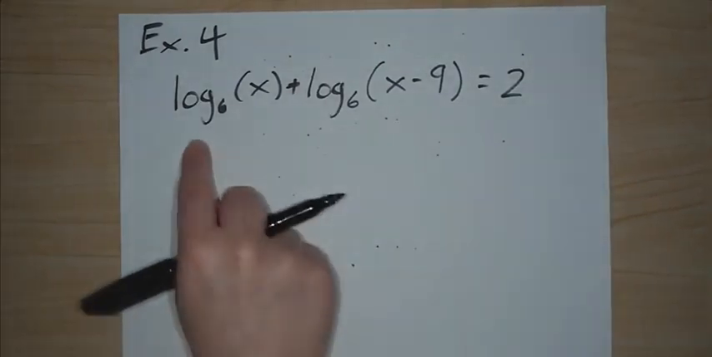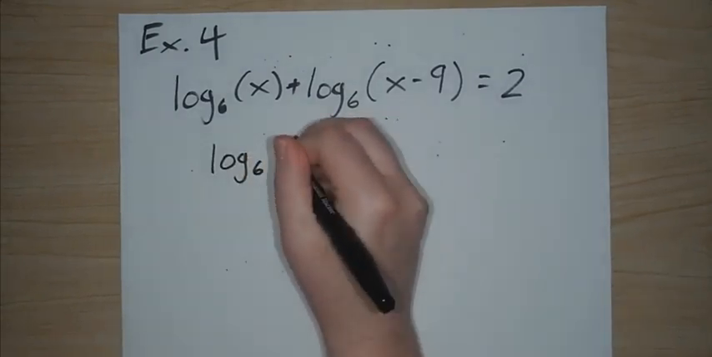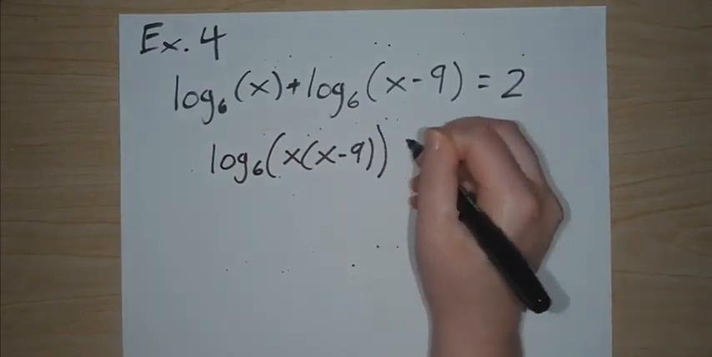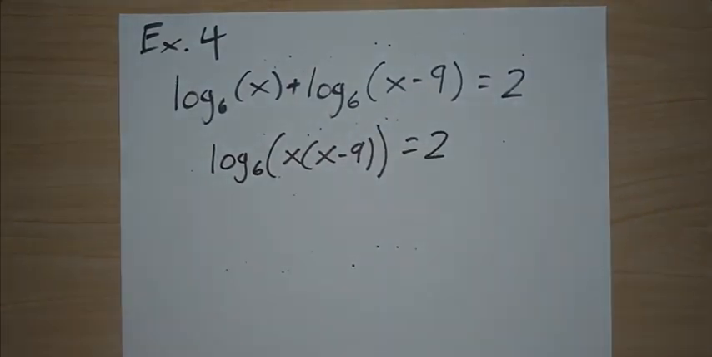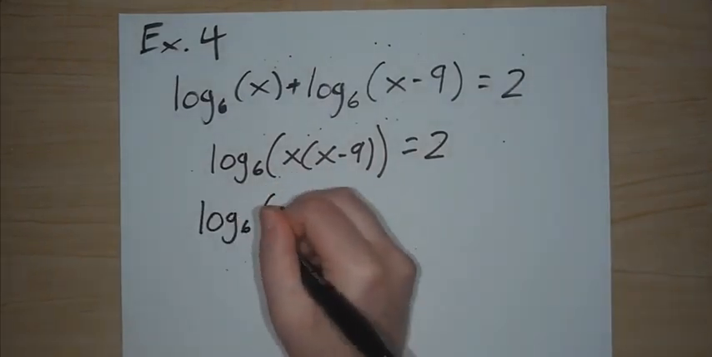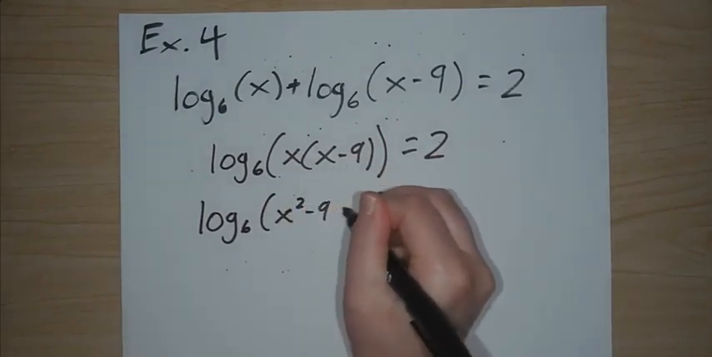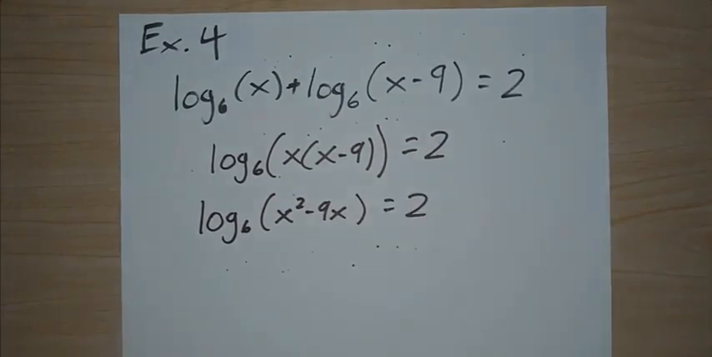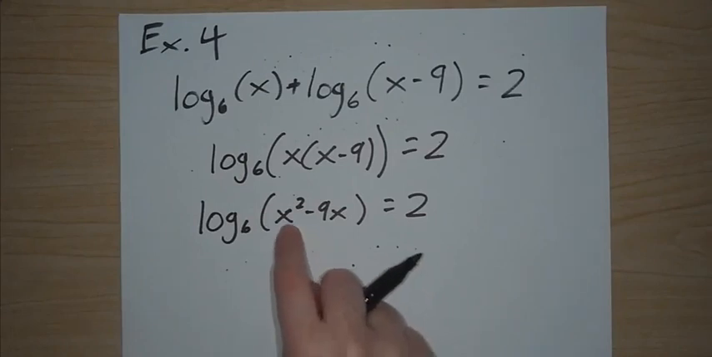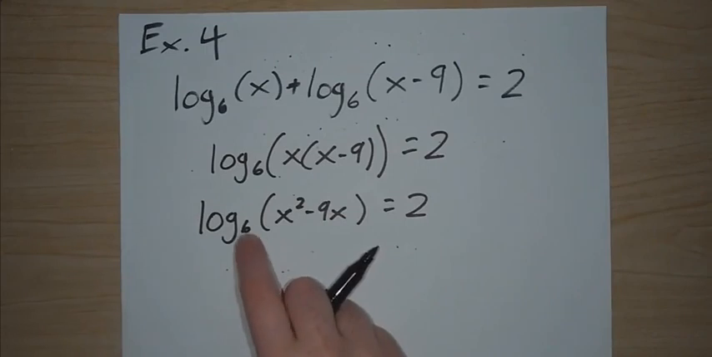So using the product rule, on the left-hand side, this is the equivalent of log base 6 of x times x minus 9 is equal to 2. So I'm going to multiply this through. So you have log base 6, x times x is x squared, x times negative 9 is negative 9x, is equal to 2. And now that we have done this, we want to get this x squared minus 9x alone.